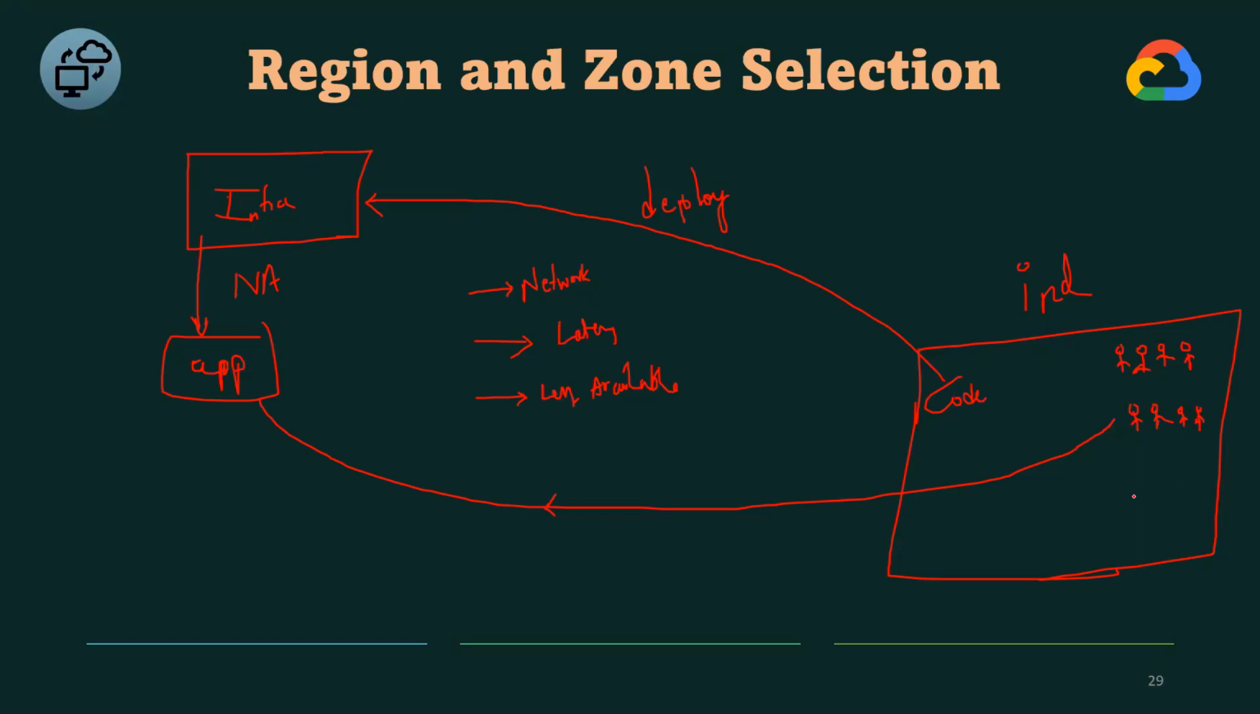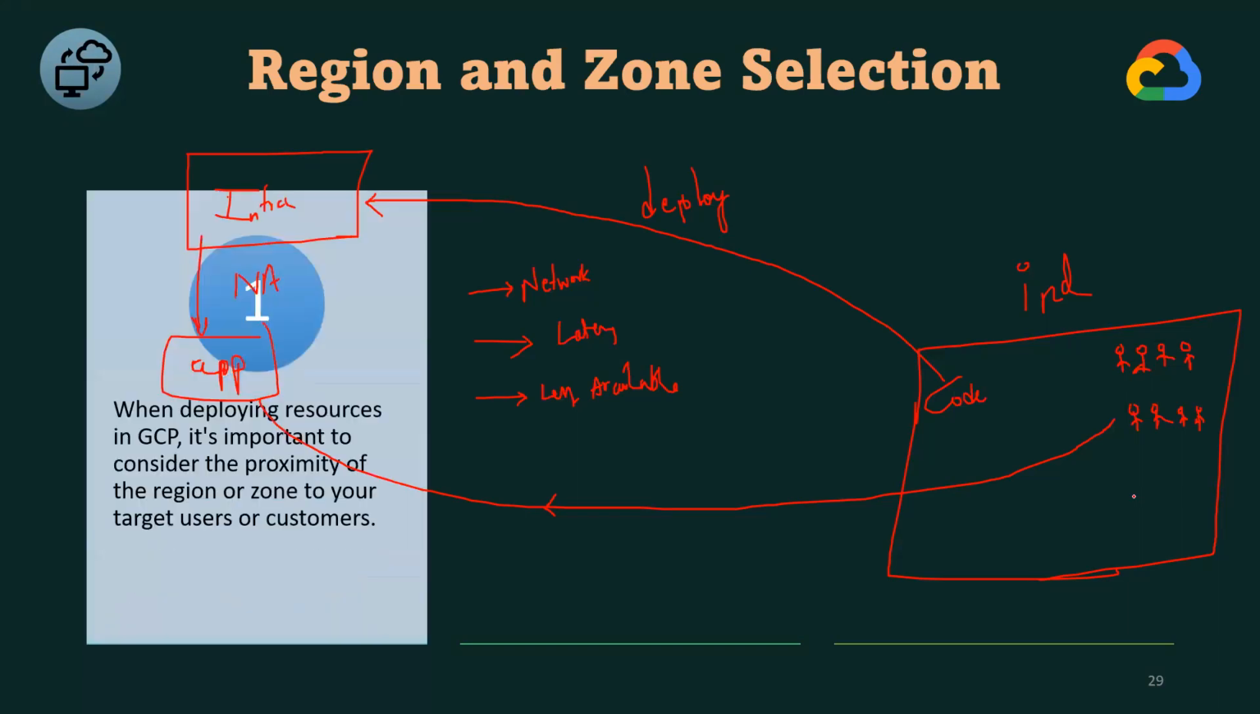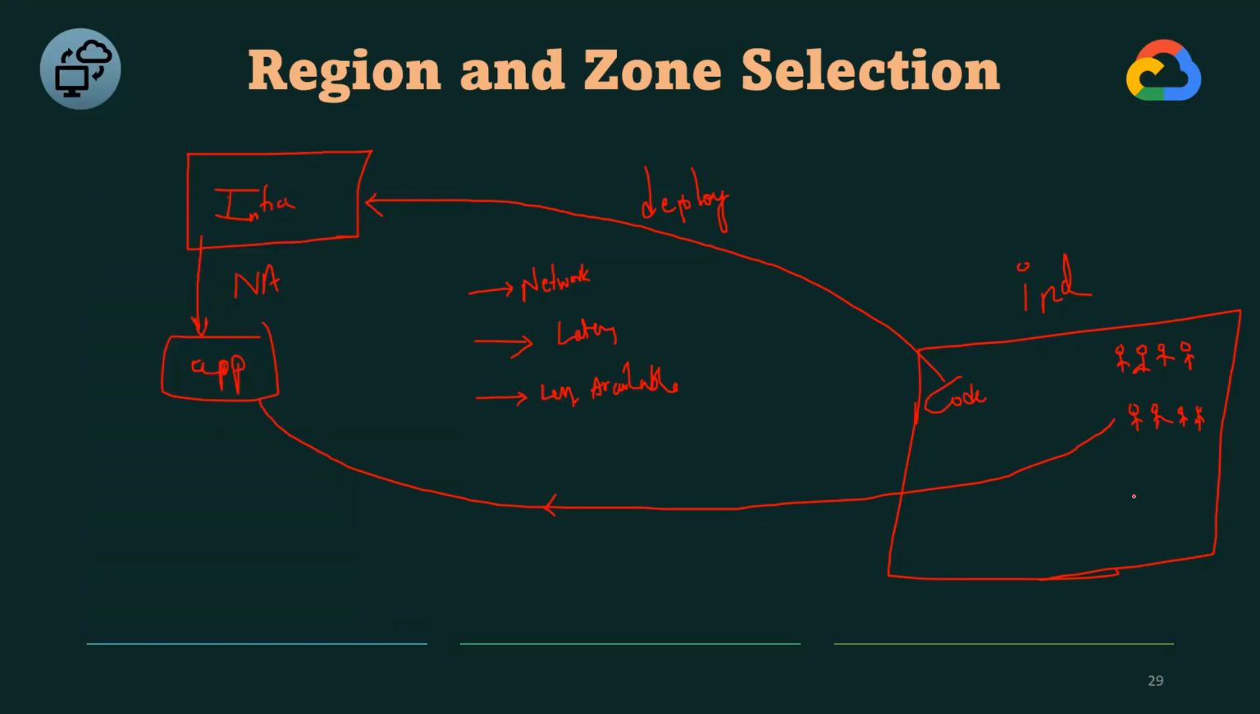So what do we need to do, sir? Whenever you are deploying your application, try to deploy it near to your target users. Try to deploy your application in a region or a zone which is near to your target users or customers. Look here. My target users are near India. Target users are there in India only.